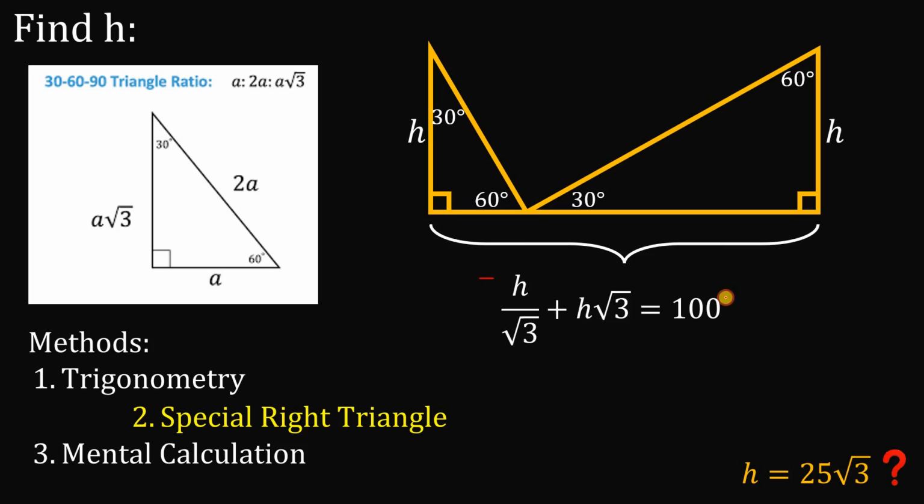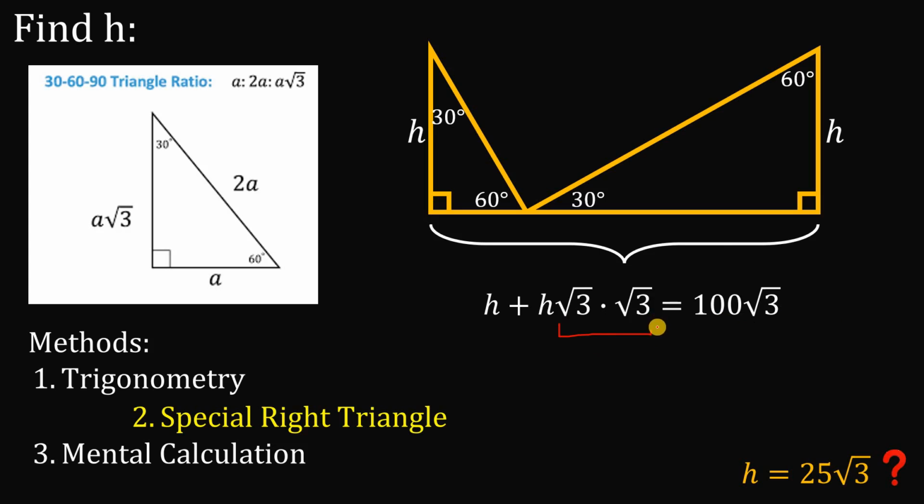To do that, let's multiply all of these terms by square root of 3. If we do that, we get H plus H times square root of 3 times square root of 3 equals 100 times square root of 3. And square root of 3 times square root of 3 is just square root of 9, which is just 3. So we have H plus 3H, and H plus 3H is just 4H.